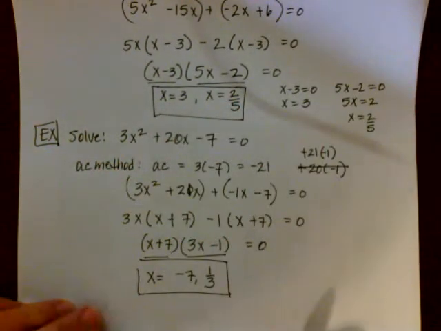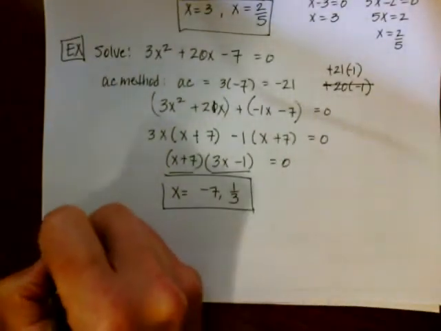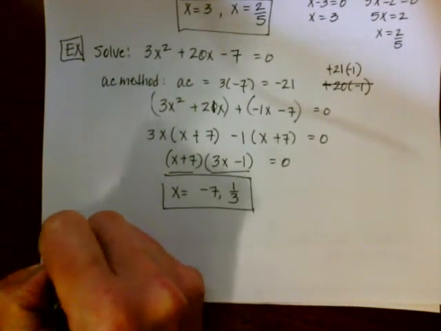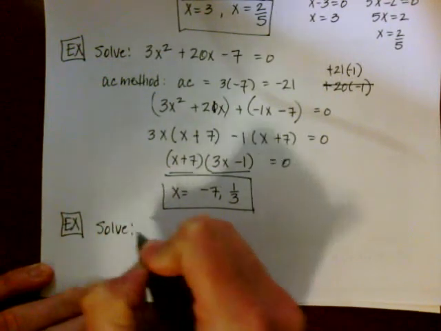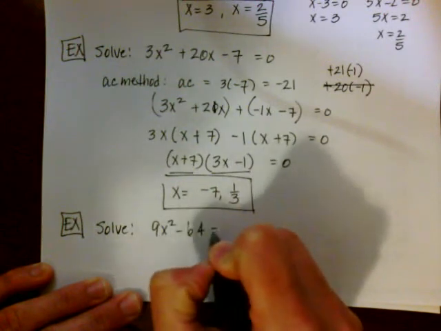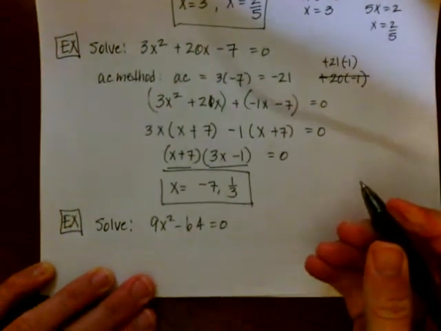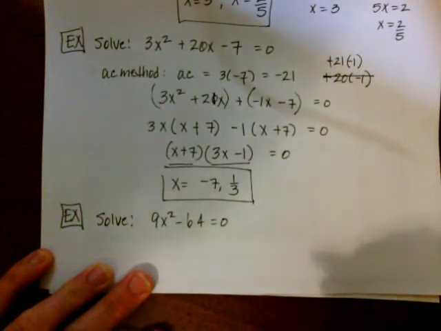All right, so none of this is new, just lots more practice. Let's do another example. This time it's going to be slightly different. I'm going to solve 9x squared minus 64 is equal to 0. When I solve this one, this is a difference of two squares.